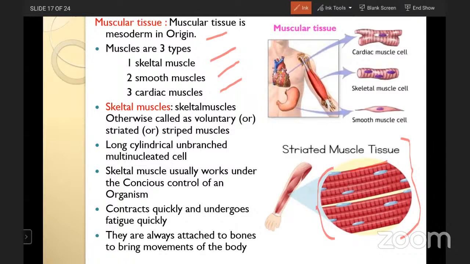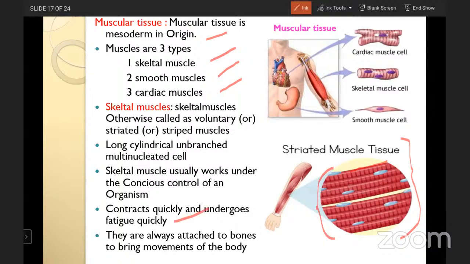Skeletal muscles usually work under the conscious control of an organism. Means they work in our control. With our conscious only they can work. Contracts quickly and undergoes fatigue quickly. They contract quickly and as well as they go for the fatigue also very quickly.